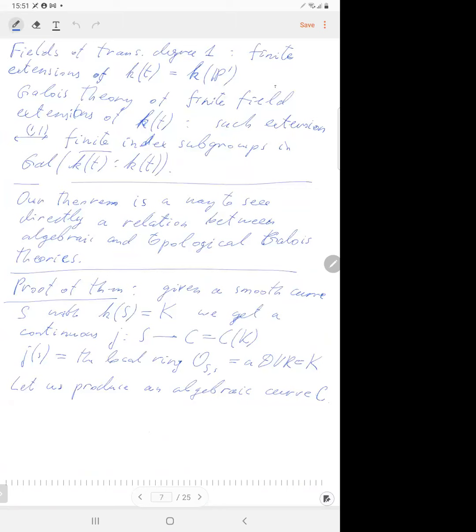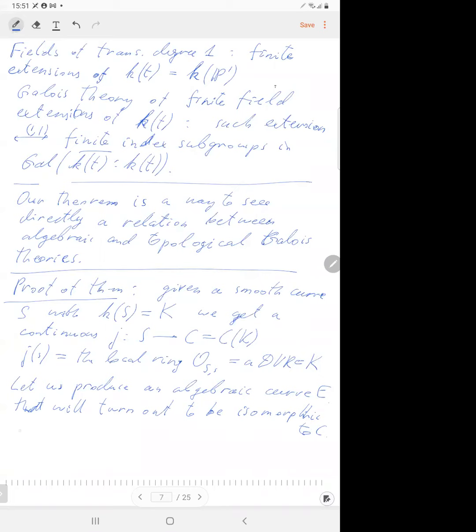An algebraic curve, no, maybe let me write it down. E, that will turn out to be isomorphic to C.